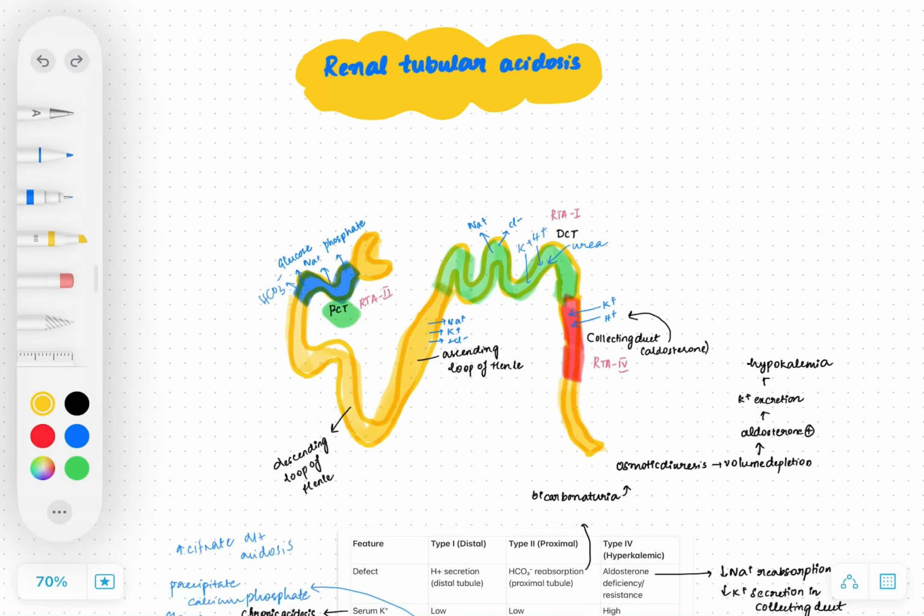Everyone, in this video we are going to discuss renal tubular acidosis. There are three types of renal tubular acidosis, mainly type 1, type 2 and type 4. Type 1 is the distal type because it occurs at the level of the distal convoluted tubule.